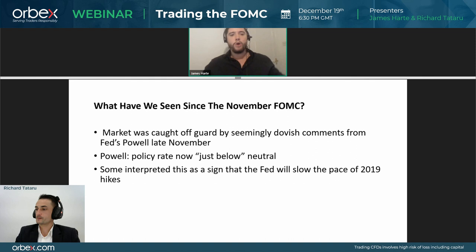So while many players are still looking for a rate hike in December, what they're going to be focusing on is the outlook for the early part of next year, with the potential the Fed is going to project a slower pace of rate hikes.